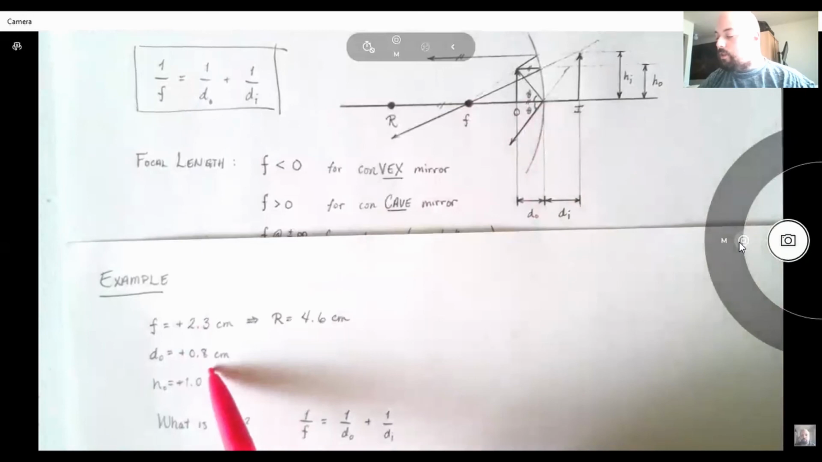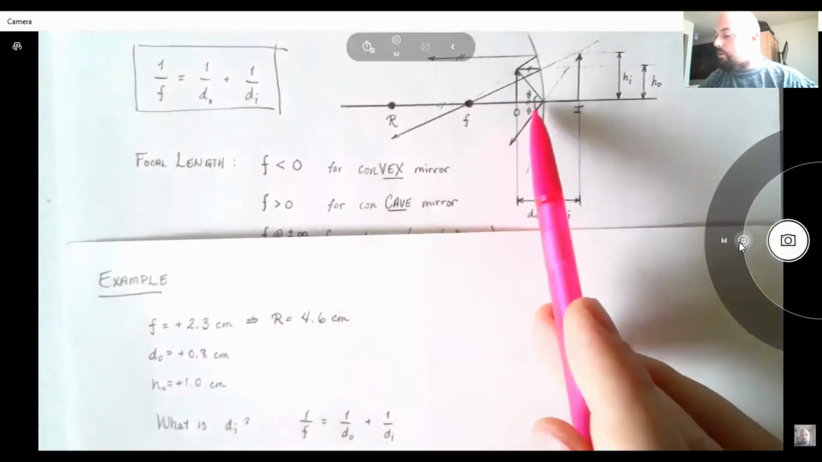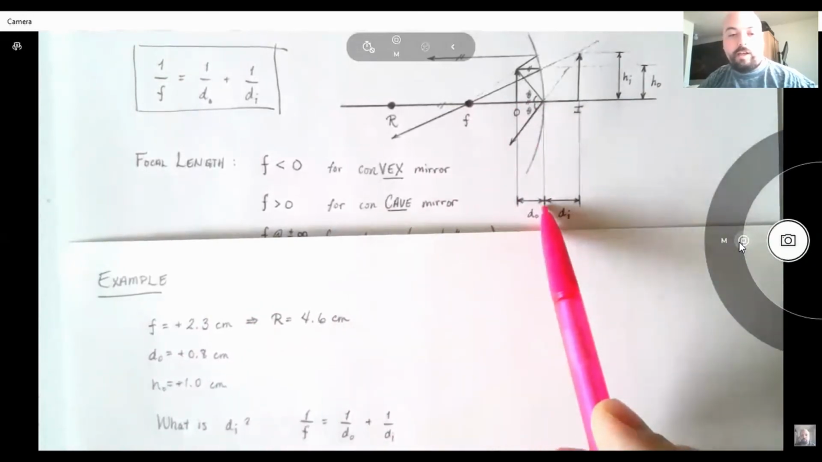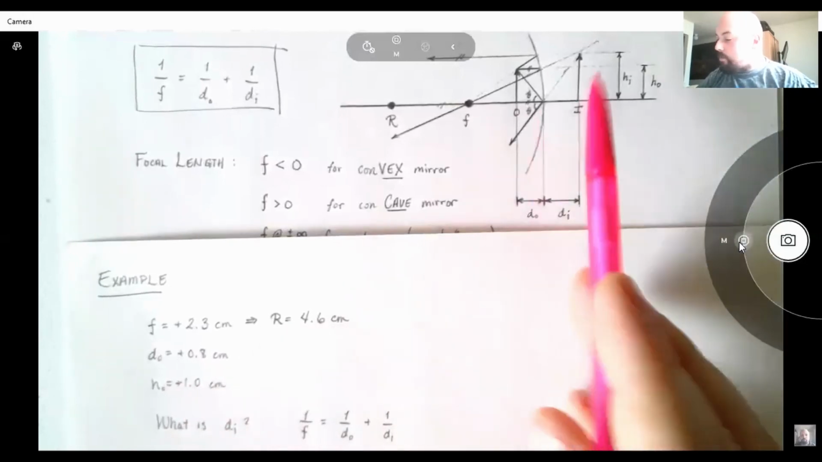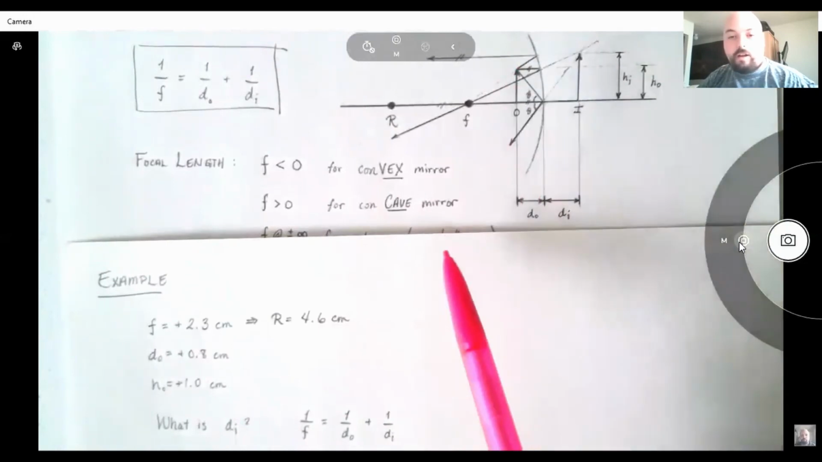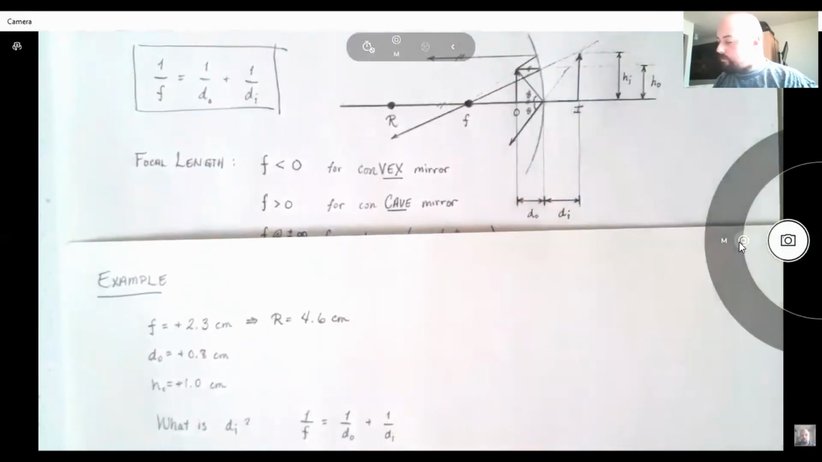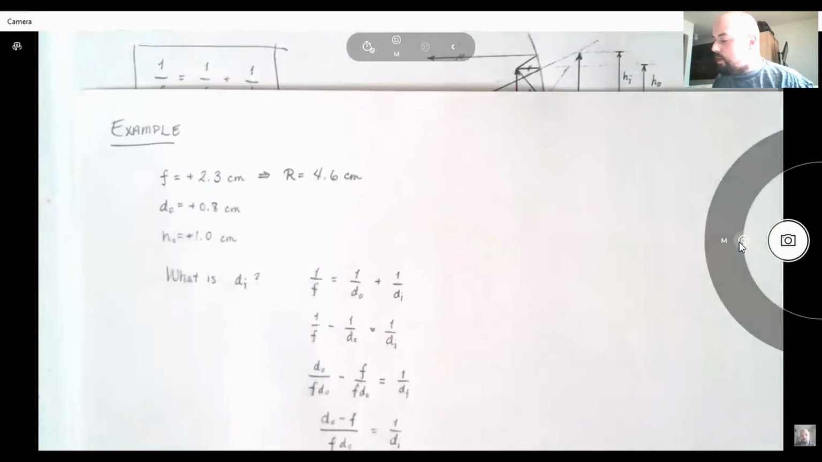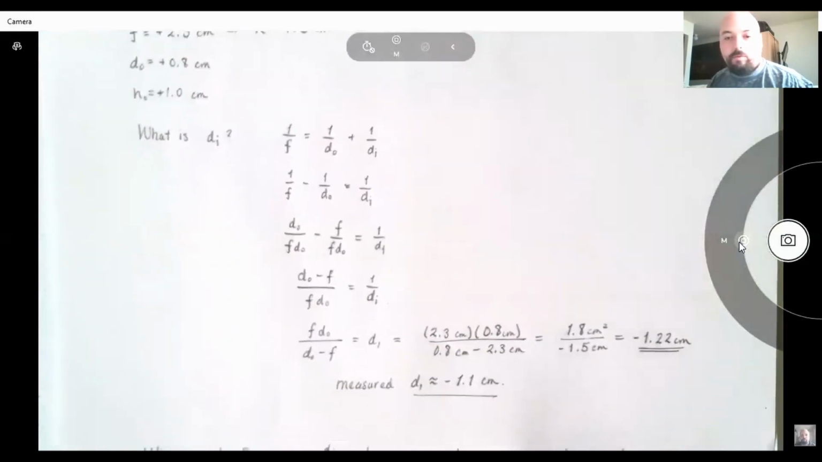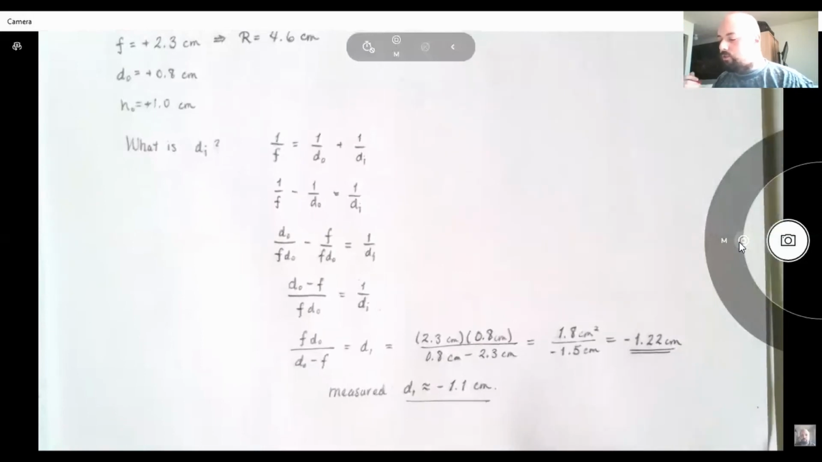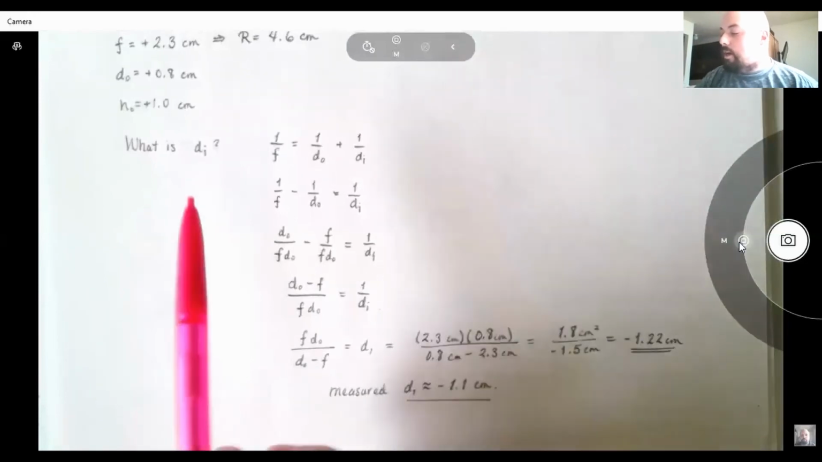Measuring the distance to the object from here to here, this was 0.8 centimeters. And then the height of the object itself was positive 1 centimeter. So this was just a centimeter in height. So typically when we work with a mirror or lens in a physics problem, we're usually asked 2 questions, or maybe just 1 question in that case.